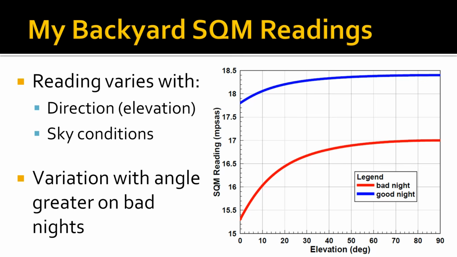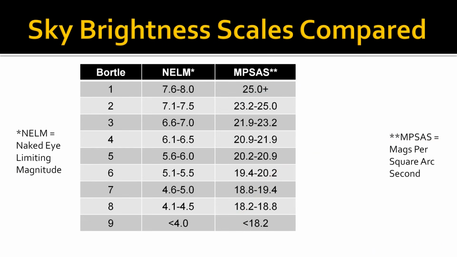From my various SQM readings, my typical backyard sky brightness seems to be in the 16.8 to 17.7 mags per square arc second range. I wonder what that means in terms of the Bortle scale. Luckily, somebody has already worked that out for us. The table shown here compares the three sky darkness measurement methods that I have described. The table can be used to convert between the different scales.